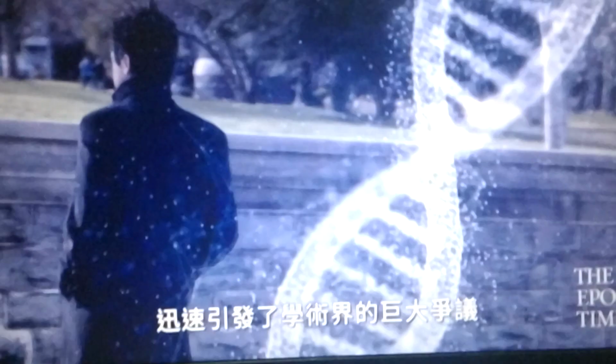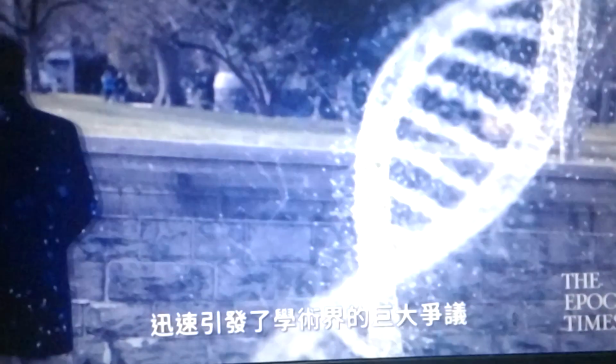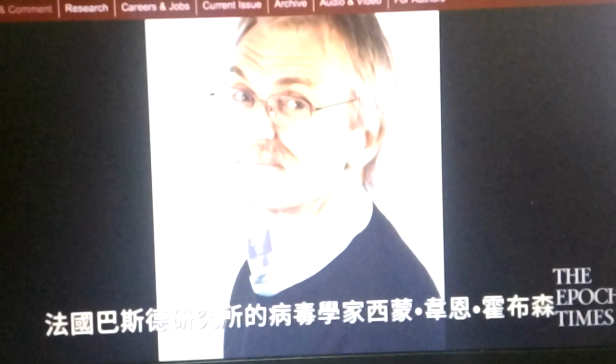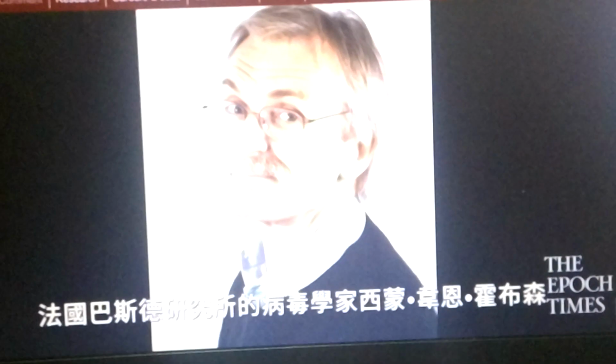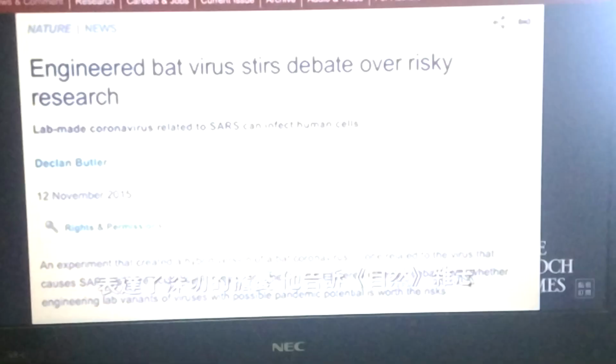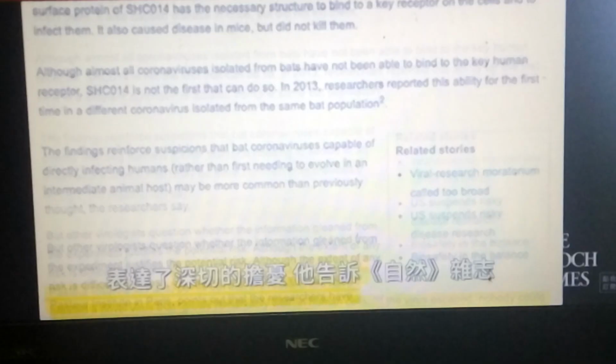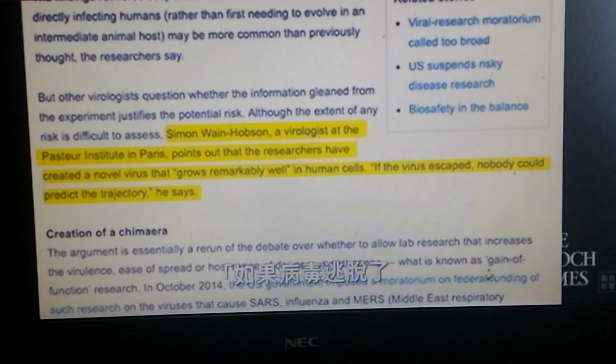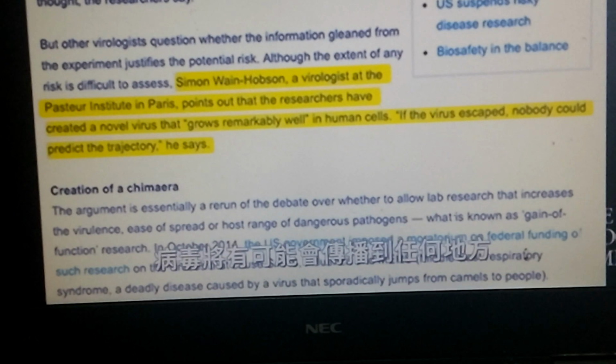Xi's experiments quickly triggered widespread debates from the academic community. Simon Wayne Hobson of the Pasteur Institute in France expressed deep concerns. He told Nature, if the new virus escaped, nobody could predict the trajectory. Propagation can happen anyway.